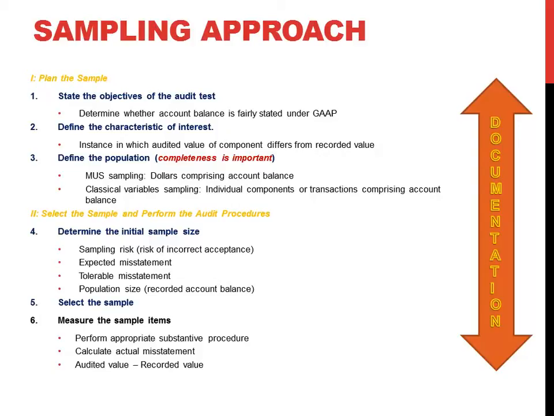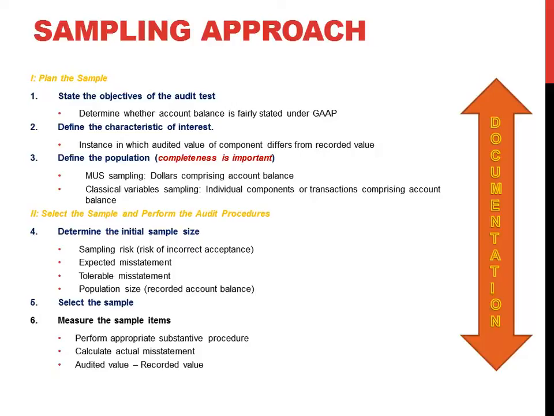Right? So you're going to perform tests to ensure the completeness, and then you decide whether you're going to use monetary unit sampling, which is looking at sampling from the dollars comprising that account balance, or variable sampling, which looks at individual components or transactions comprising that account balance. So once you define your population, now you select your sample and you perform your audit procedures.